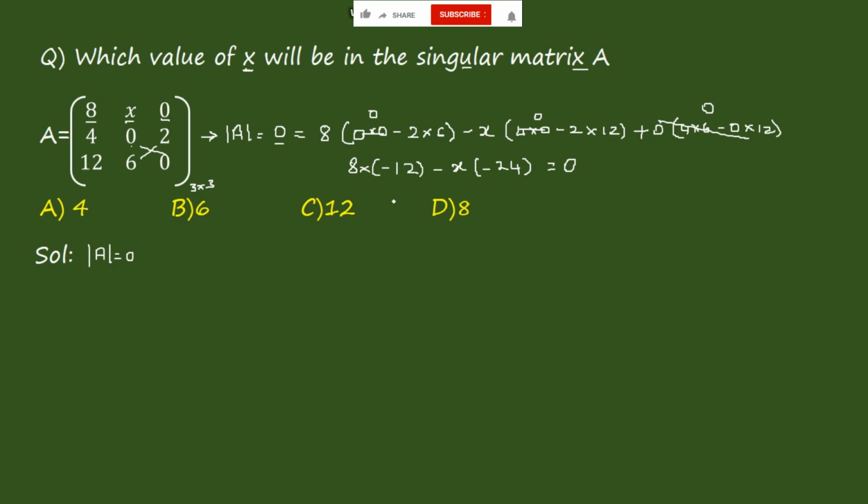So it becomes minus 8 into 12 plus 24x is equal to 0. Then we can find the value of x. x is equal to 12 into 8 by 24. It goes by 1, it goes by 2, again it goes by 4, which is nothing but 4. So the value of x is 4. So the answer is option A.